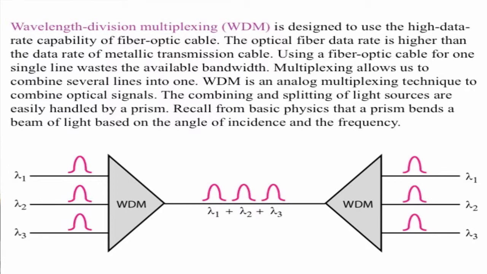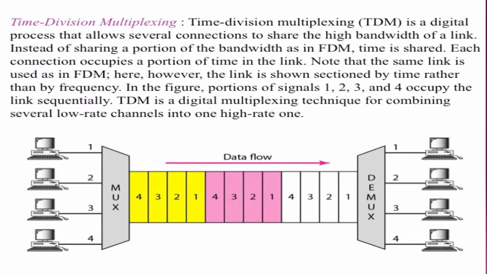The third type of multiplexing is time division multiplexing. What is time division multiplexing? What we do here is that we are not dividing the total bandwidth of a link into channels.